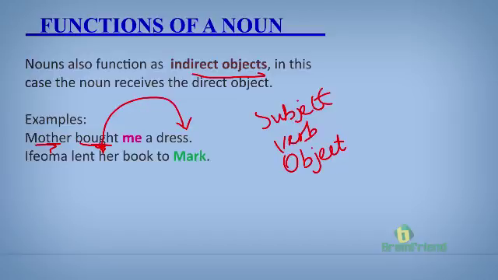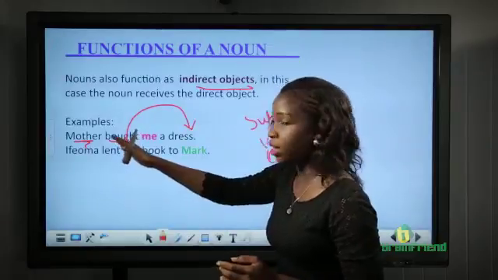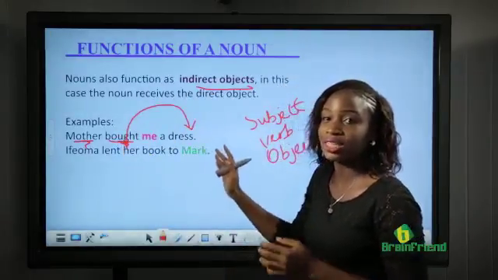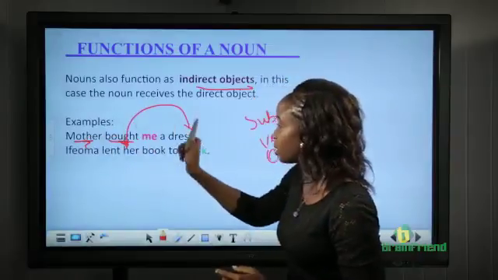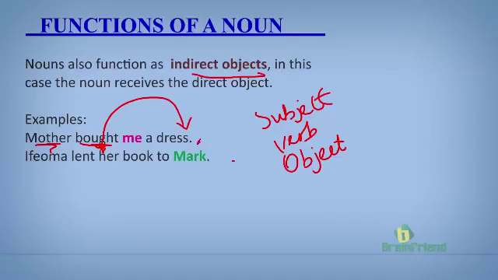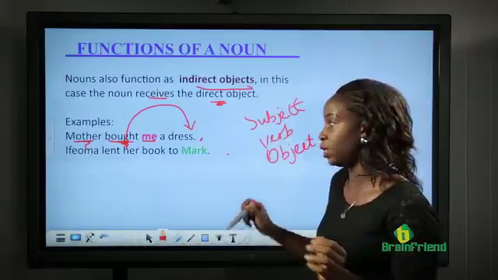Me cannot be the main object. Why? We are not saying mother bought me. We're going to look for what the verb, which is the action, reflects on directly. So we say mother bought a dress. Who did she now buy a dress for? Who received this object that she bought? Me. So me is the indirect object. Remember we said the indirect object receives the direct object or the main object of the sentence. I hope you understood that if you followed me carefully.